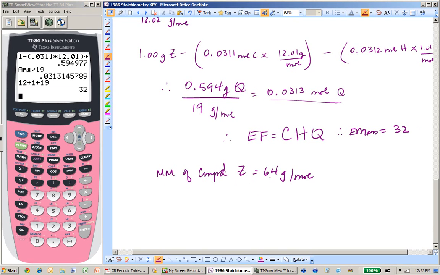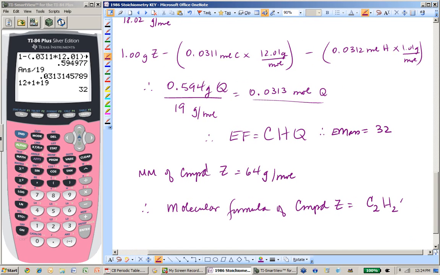And the molar mass of compound Z is 64. Therefore, the molecular formula of compound Z is C2H2Q2. In other words, twice as much. So once you figure out that's a 1 to 1 to 1 ratio, and you figure out that's 32 and that's 64, which is a doubling of 32, then you simply double all the subscripts in the empirical formula to get your molecular formula.